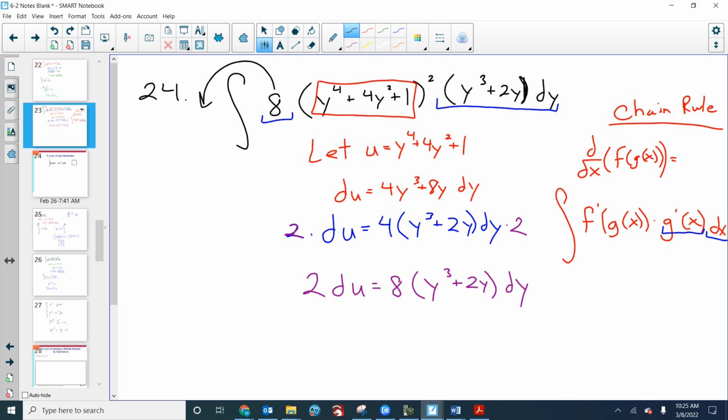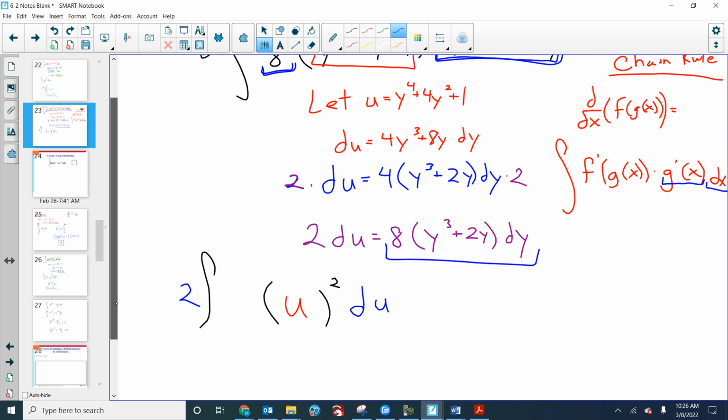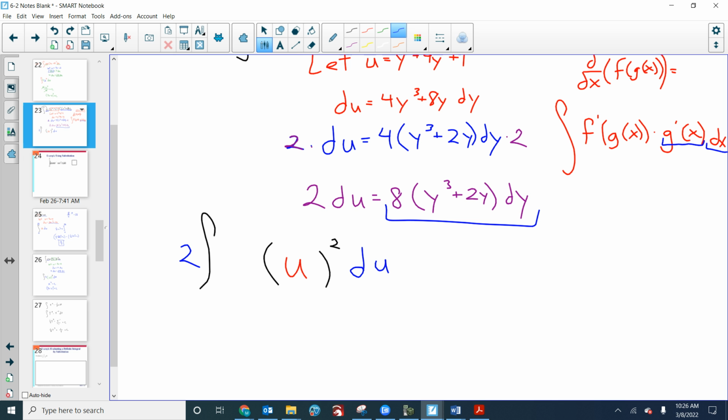Well, let's check. Everything in blue matches everything here. I'm ready for my substitution. I have an integral sign. I have a parentheses squared, and that inside we called u. Everything in blue turns into 2 du. You can put the 2 out front. You can put the 2 in here. It doesn't really matter. Are you good so far? I'm going to pause. What questions do you have?